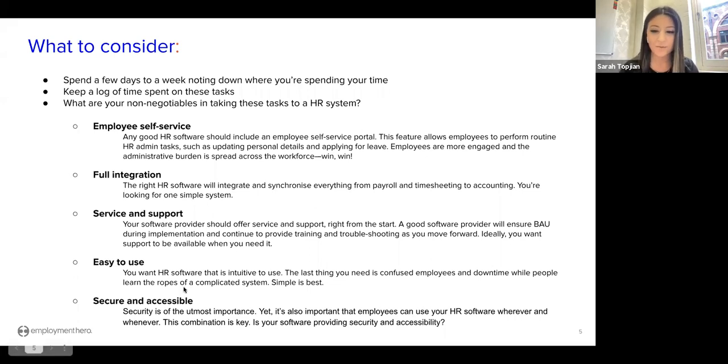And something that's accessible. So not every industry or not every employee is going to be in front of their computer all the time. So it's important that they can access a system through their phone as well, but making sure that it's secure and there are the right measures in place, like two-factor authentication, to make sure that all of your data is protected.